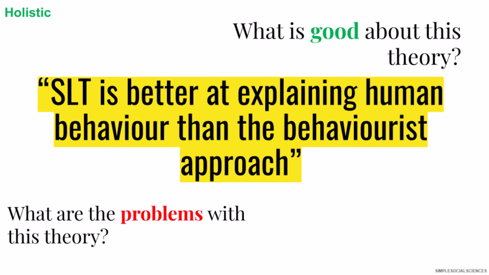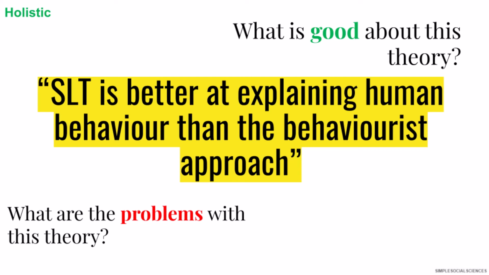For example, the social learning theory recognises the importance of cognitive factors in learning through mediational processes, which is something that behaviourists completely dismiss and think isn't important. As a result, we could say the social learning theory provides a more comprehensive explanation of human behaviour, and therefore this increases the validity of the approach to explain human behaviour.